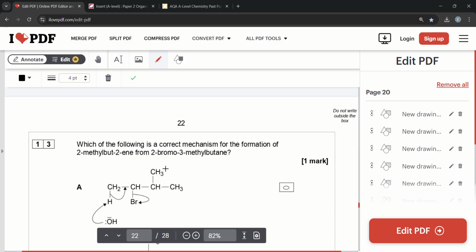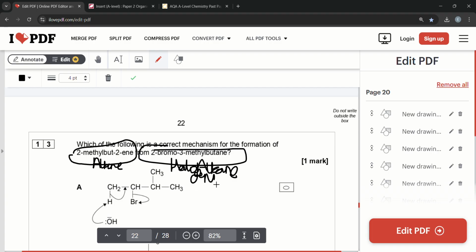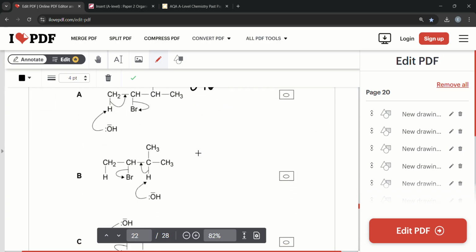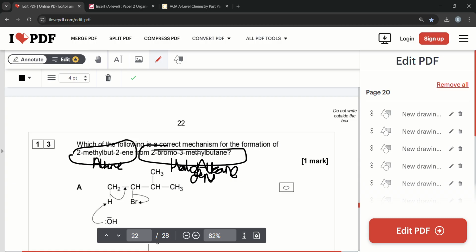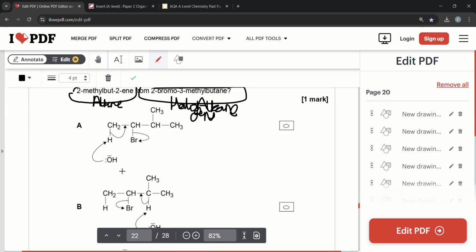Which of the following is the correct mechanism for formation of 2-methylbutene from 2-bromo-3-methylbutane? So let's look at that in detail. We're forming this. What is this? An alkene from a halogenoalkane. Now, that's definitely not going to be nucleophilic substitution. That is not going to be elimination. Actually, no, it is. I mean, it's not going to be... Yeah, it's going to be elimination. Anyway, let's look at the curly arrows.